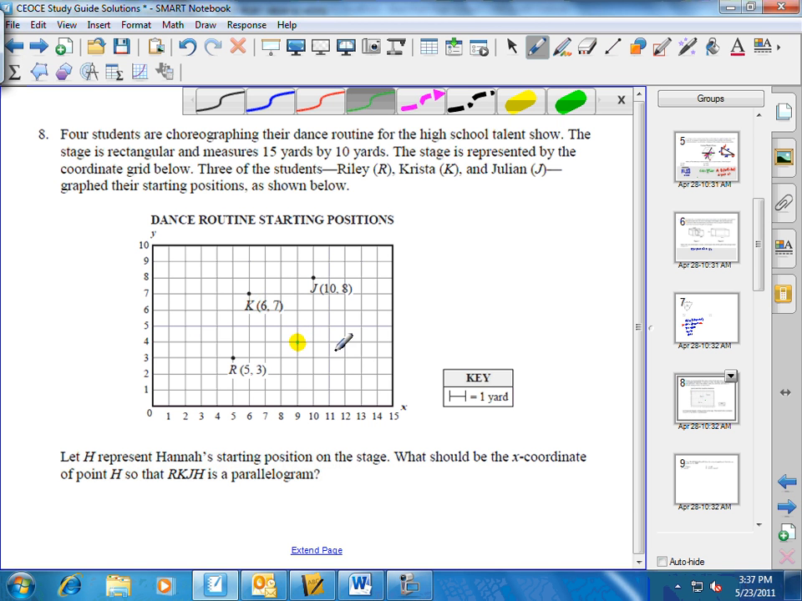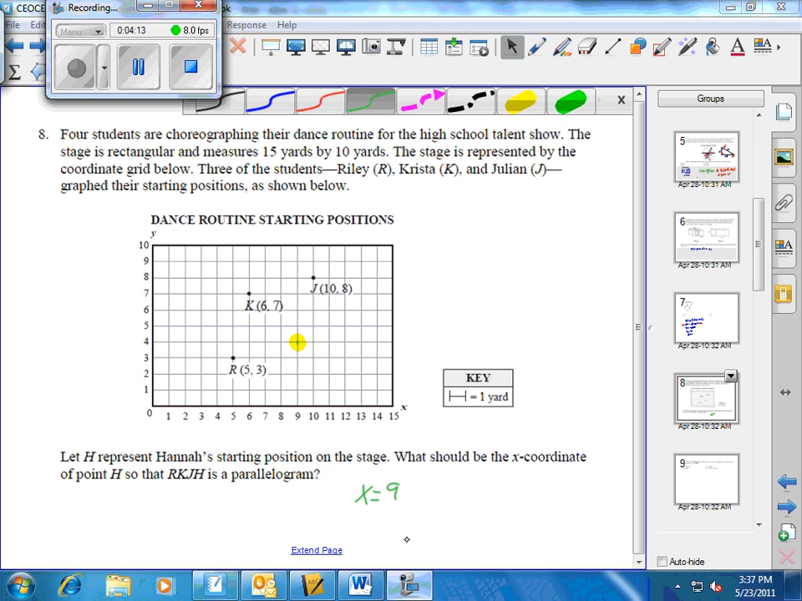And they're asking for the x coordinate for Hannah's spot. So x would equal 9. Okay, let's stop there.